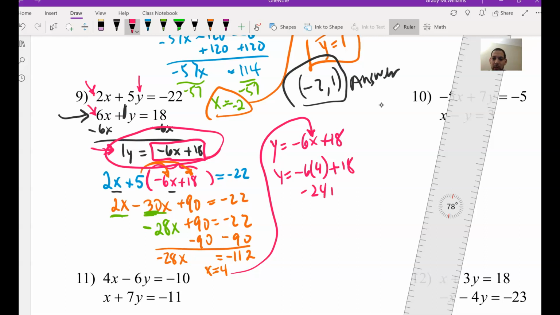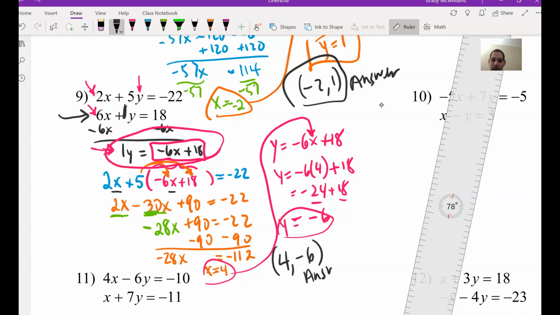This is negative 24 plus 18. Okay, you got more negatives than positives, negative 24 and plus 18. In fact, you have 6 more negatives than positives. Okay, so this is part of your answer. So is this. Write your answer as an ordered pair. X is first, 4. Y is next, negative 6. There's your answer. Okay, we can also check it by plugging it back into the original equation.